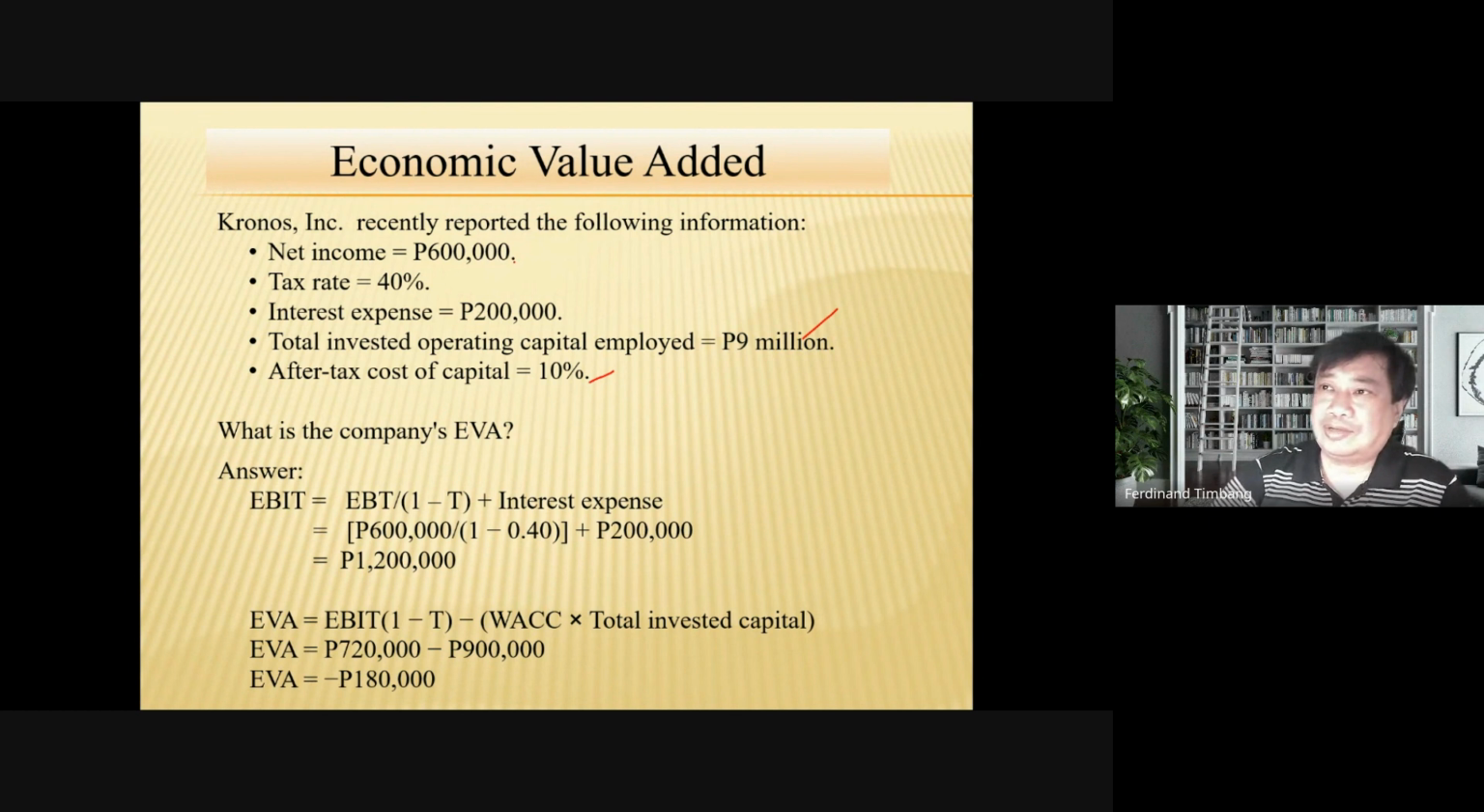Here we were given 600,000 as net income, and what we need is the EBIT. To compute the EBIT, we have to recompute: 600,000 divided by 1 minus 0.40. That is the earnings before tax. Then when we add the interest expense, that becomes your EBIT. Now we can compute the EVA.